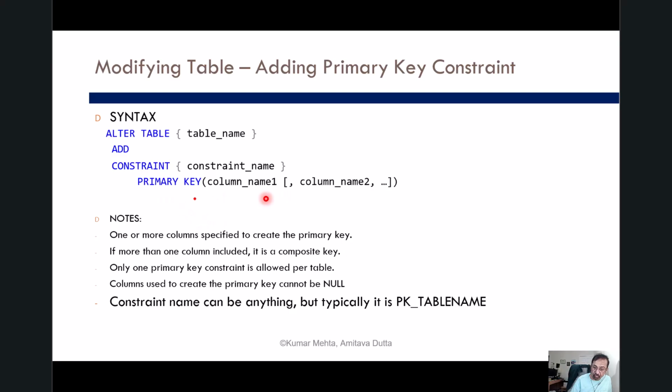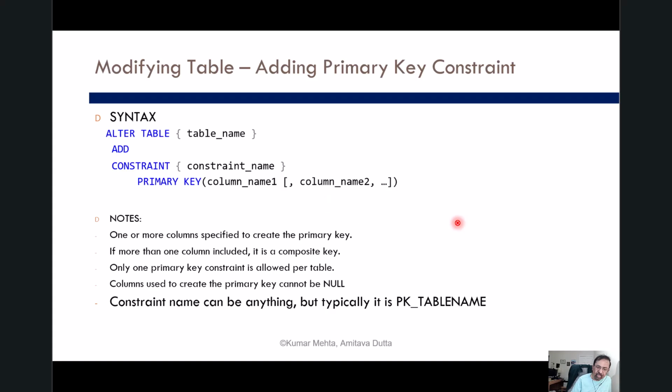You can only have one primary key per table, and columns that are used to create the primary key cannot be null. You remember the entity integrity rule, which says the primary key cannot be null. So if your primary key is specified, whether it's 1 column or 2 columns or 3 columns, you cannot have null values for the primary key.